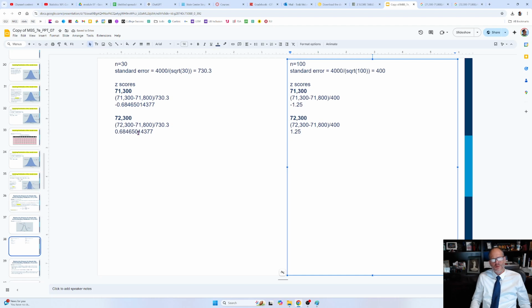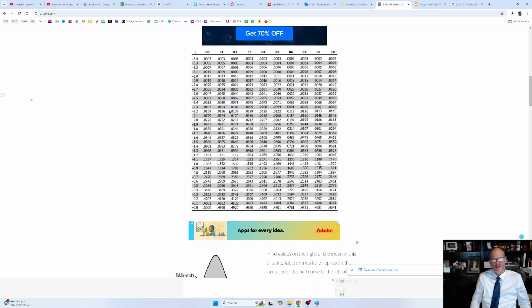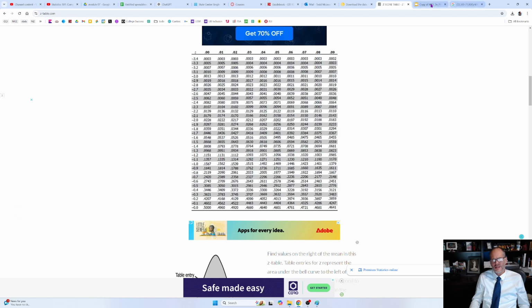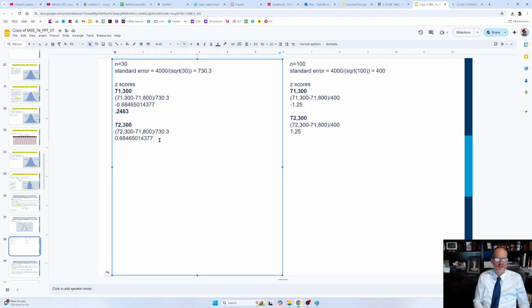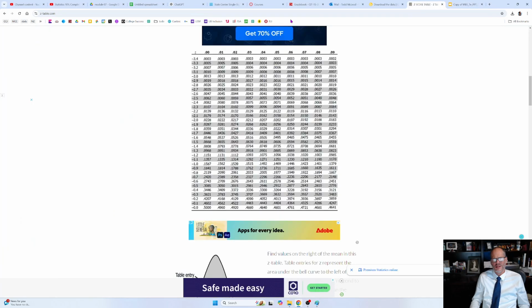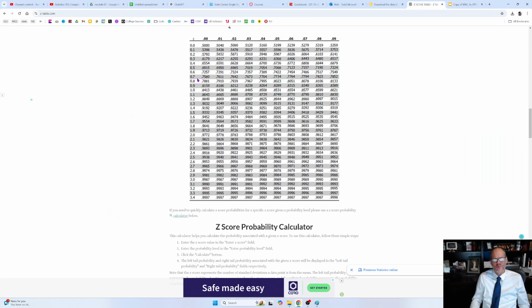And then we can look these up. So if we go to our z-tables, here's our z-table, and we're looking for negative 0.68. And so we have negative 0.68, and that is 0.2483. And is that negative? I think, no, it's just 24.83% of our data. And then at 0.68, I'm just clicking on too many tabs. At 0.68 here, we have 0.7517.